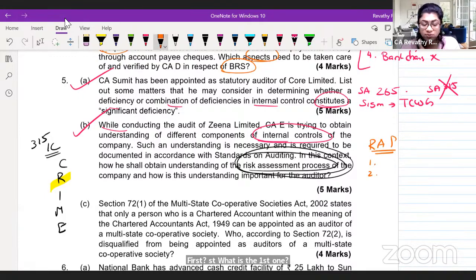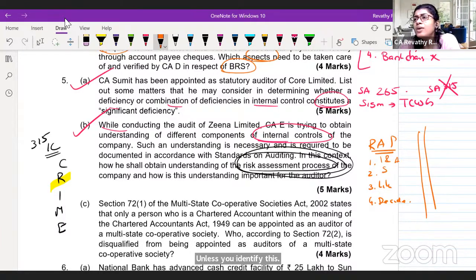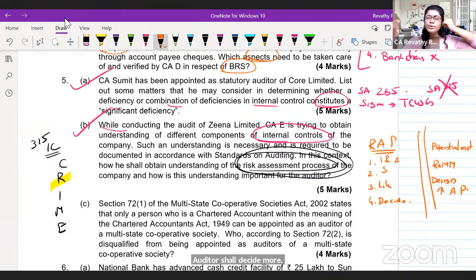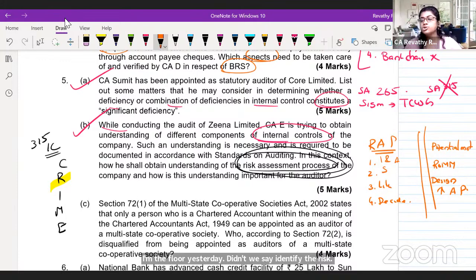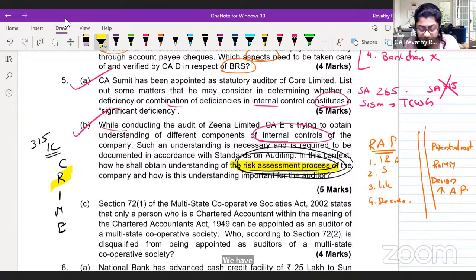In RAP, in the flow, didn't we say, what is the first one? Identify. Once identified, see which is significant. Once it is significant, its likelihood. Now you have to decide and respond. Now why do we have to understand IC? Wherever IC is weak, there is a potential misstatement. ROMM is there, so the auditor shall design more audit procedures. In the flow yesterday, didn't we say identify the risk, significance, likelihood, then decide to respond. See, they have written in the risk assessment process, which is R.